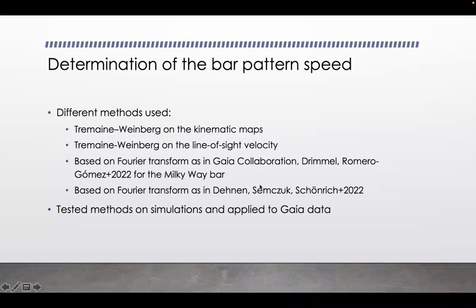We have other strategies, one recently published by the team of Walter Dehnen, Martin Semczuk and Ralph Schönrich, based on simulations, but why not try to apply it to the data? And one empirical method that we used for the Milky Way bar, we try to apply it to the LMC data. So we have a different set of methods that we have tested, and we are evaluating using simulations and trying to apply to the Gaia data. Let's see if we can derive or provide a first value of the pattern speed of the LMC bar.